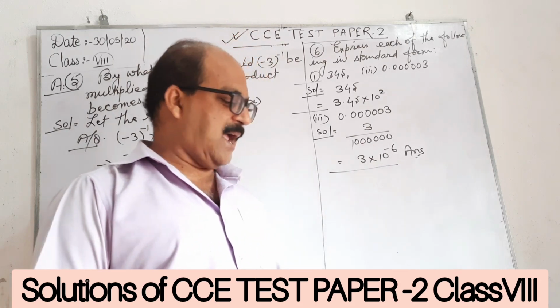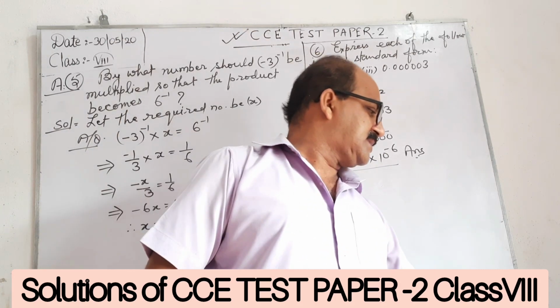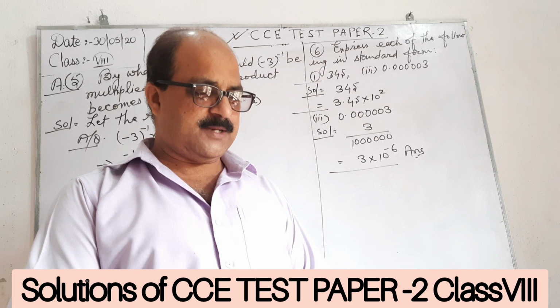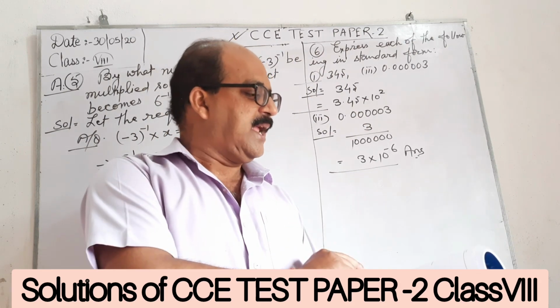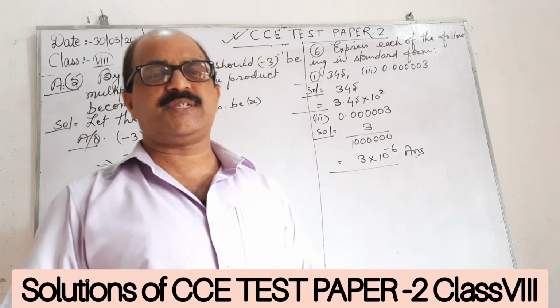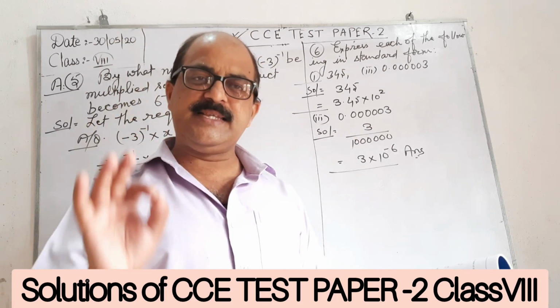So all types of questions are given, and in test paper 2 you will see from question number 7 to 14 all questions are easy, which you can easily solve.